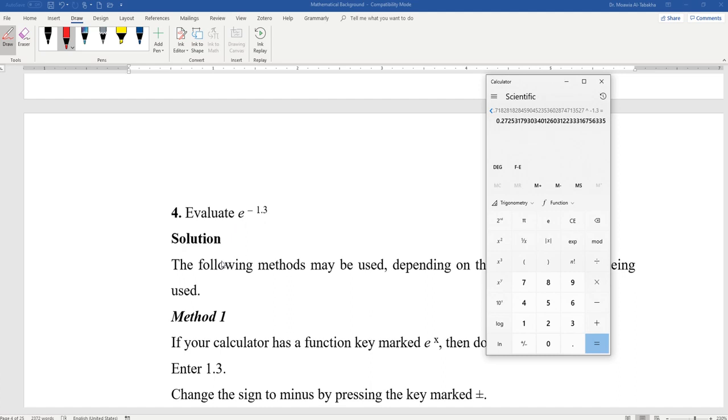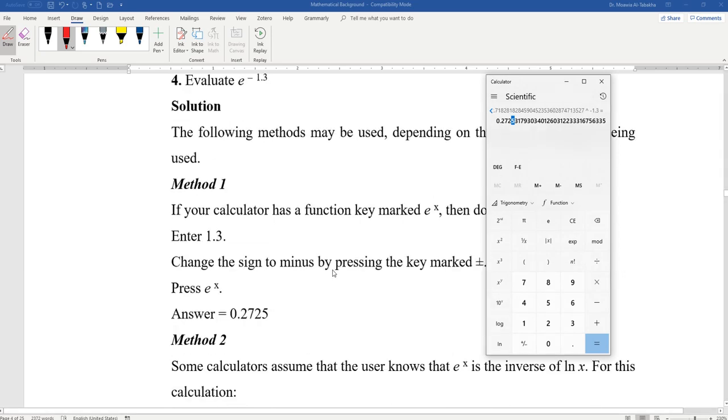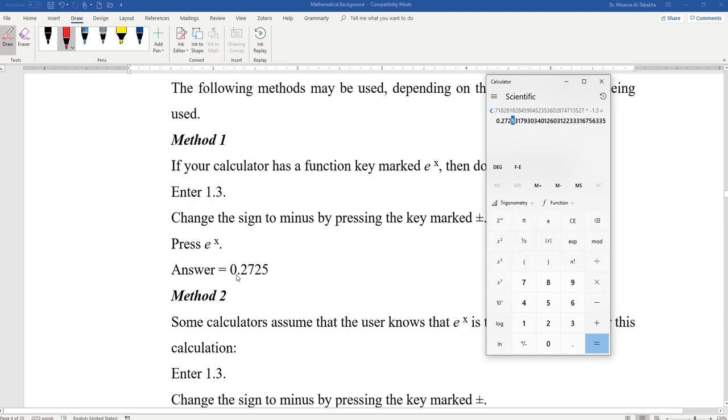Like for example, 10 to the power of 0 is 1. But 10 to the power of a minus number will be less than 1. Okay, so what is the answer for this one? I can write it as 0.27, should I write it to 3 significant figures? Why 3? Because here I can see 5, so it will be 0.273. 0.2725, I can write it as 0.273.